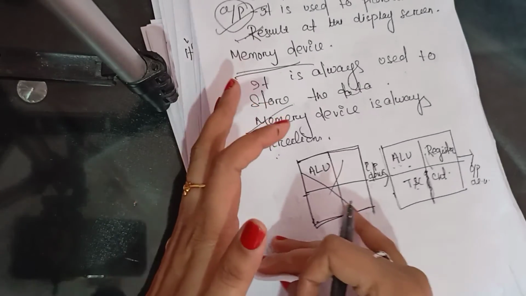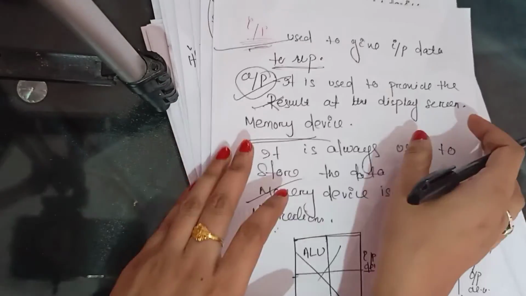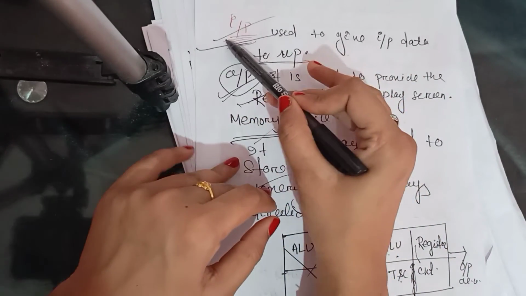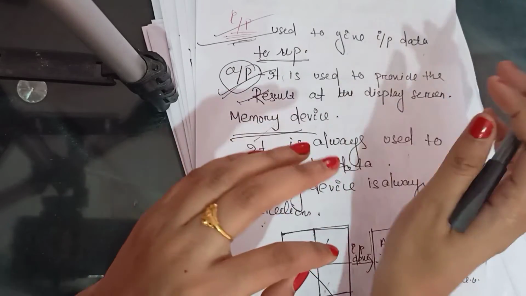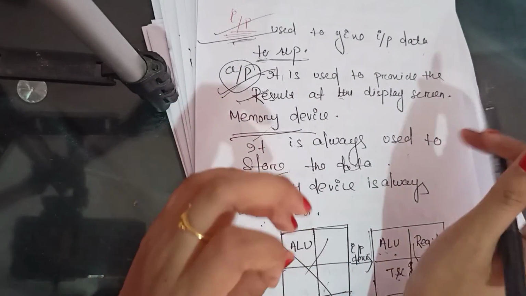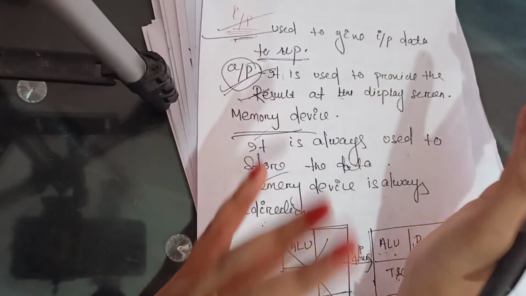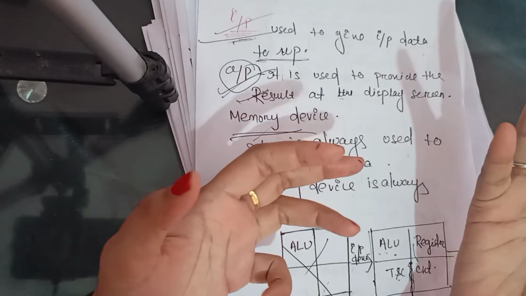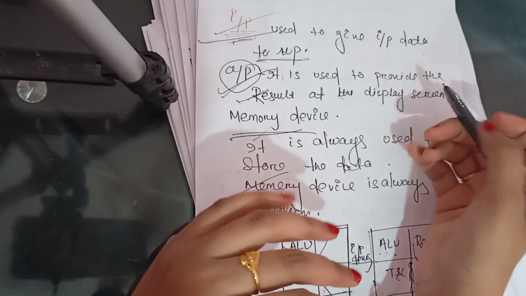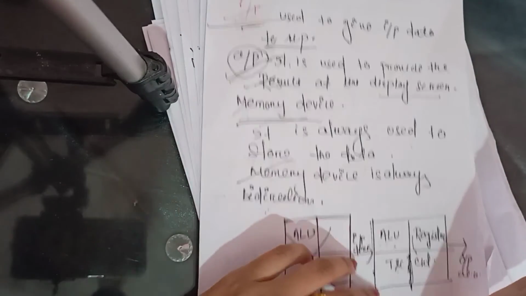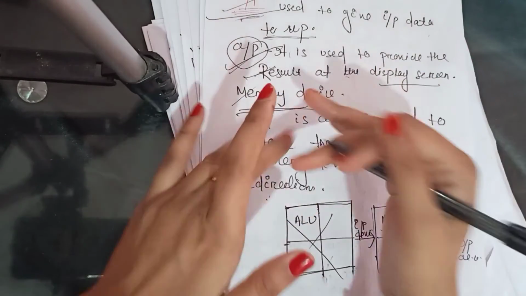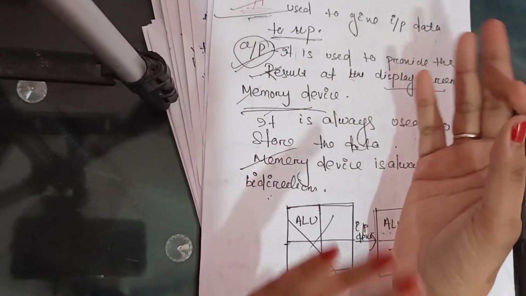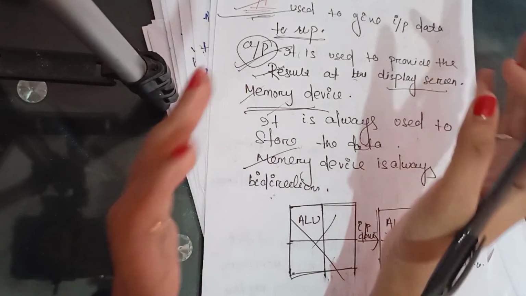Then the three devices are, what are the devices? Input device, output device, and memory device. Your input device is used to give the input data to the microprocessor. Output is used to provide the result of the function, or the result of the program we are executing, on the display screen. And your memory device is always used to store the data, and it is always bidirectional, because the memory device can access the input device and it can also access the output device, so it is bidirectional.